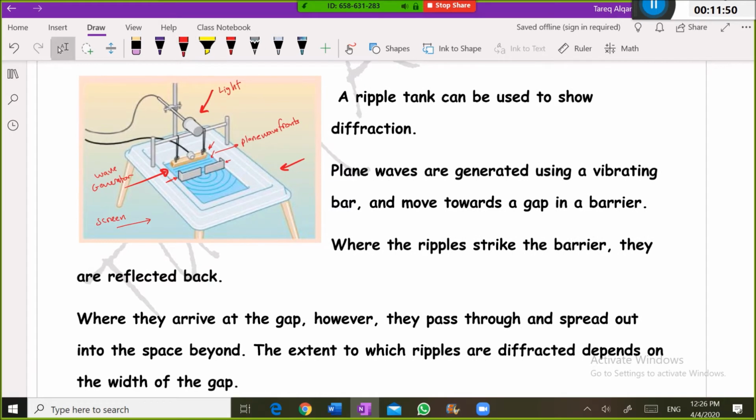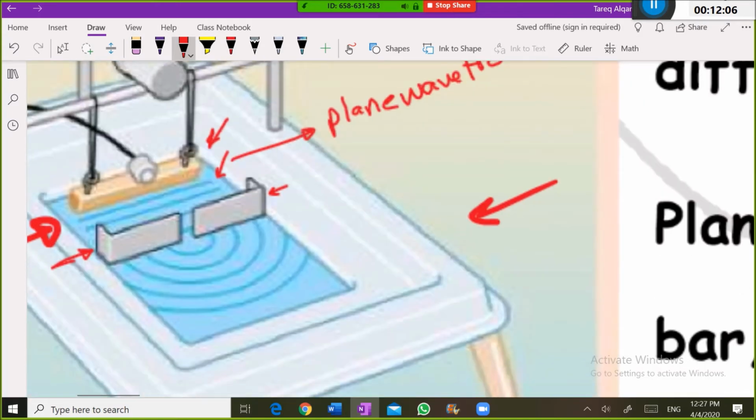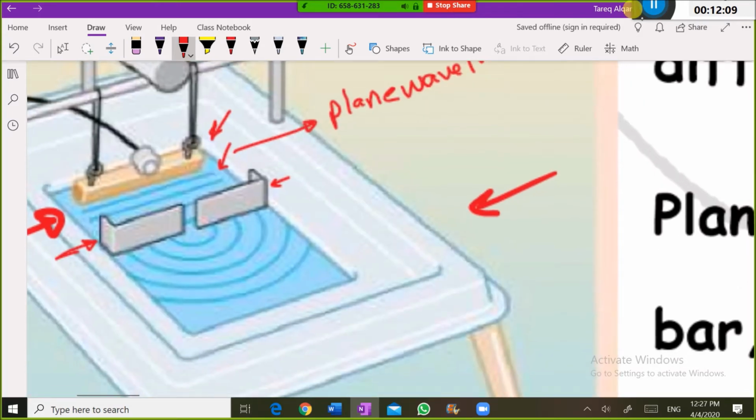A ripple tank can be used to show diffraction. Plane waves are generated using a vibrating bar and move towards the gap of the barrier. Where the ripples strike the barrier, they are reflected back. When the waves reach this barrier and this barrier, they will be reflected back. When they reach the gap, they will diffract.